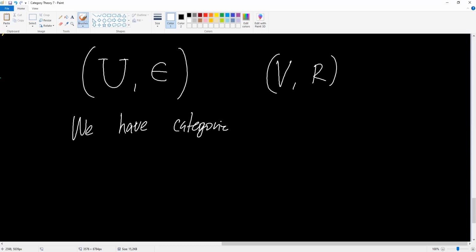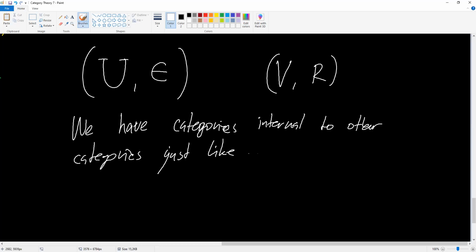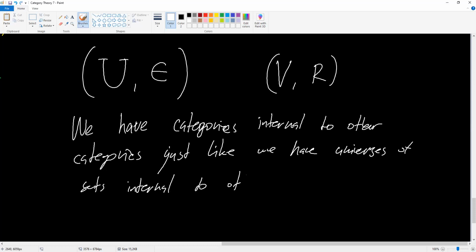categories internal to other categories, just like we have universes of sets internal to other universes.